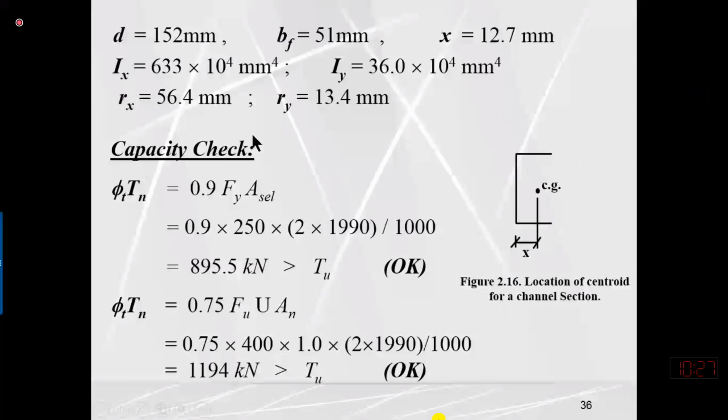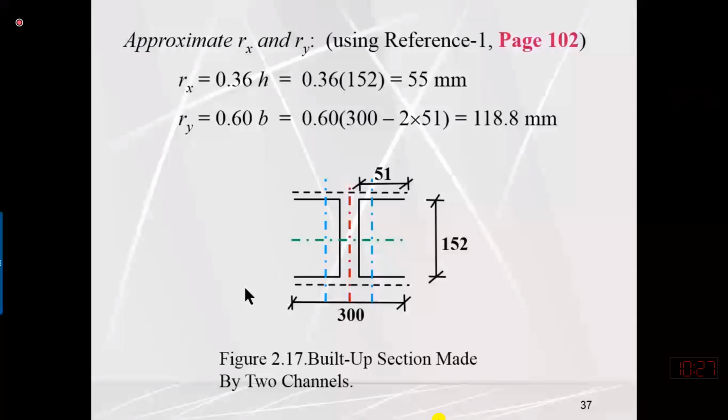When we check the capacity, we need to apply the yielding criteria, capacity in yielding. So phi Tn in yielding is 0.9 Fy times the area of the selected section: 0.9 x 250 x the area of two channels, which is 2 multiplied by 1990, divided by 1000 just to convert into kilonewton. The answer is 895.5, which is more than Tu. Tu value is 840 kilonewton. So this is okay.